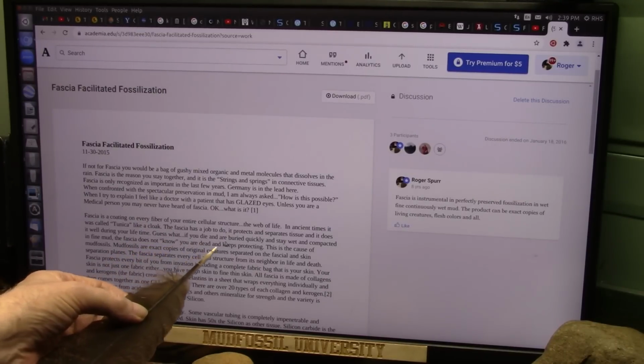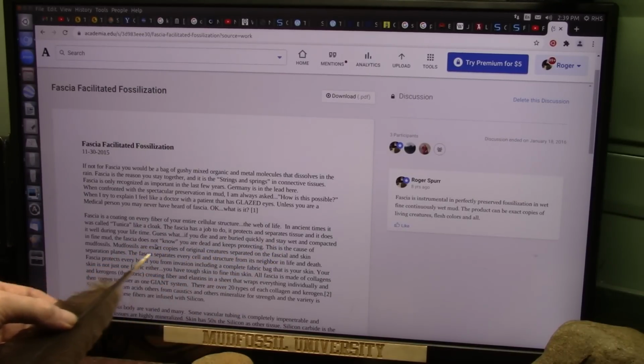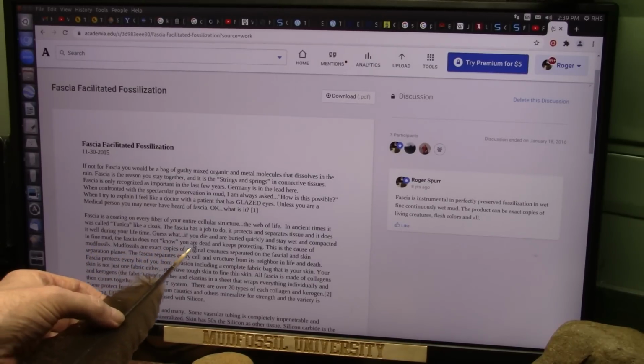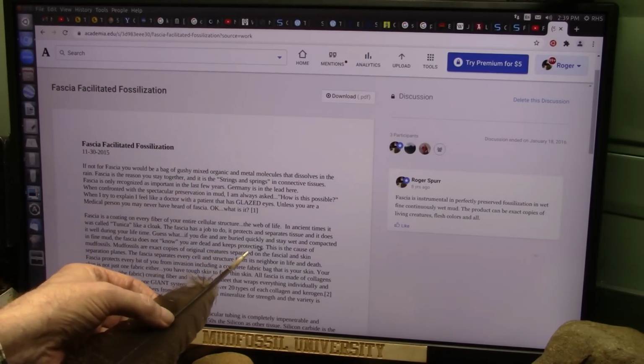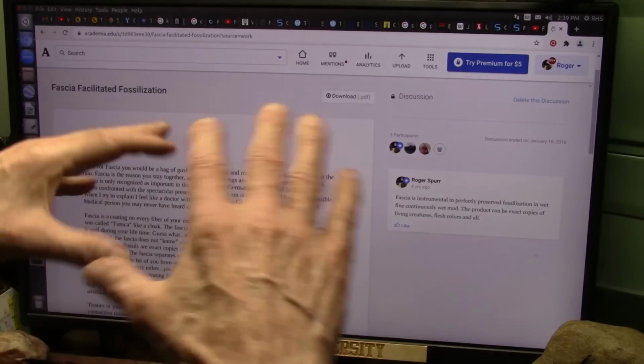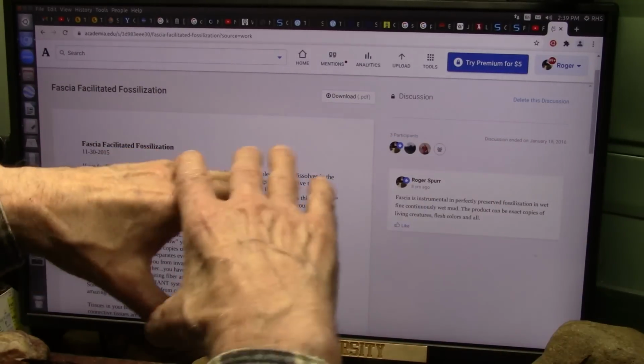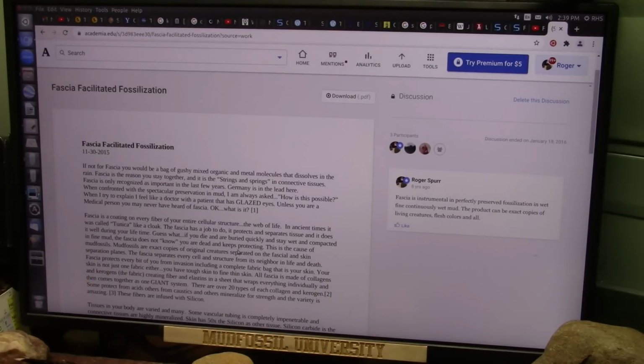Well, guess what? If you die and are buried quickly and stay wet and compacted in fine mud, that's the key. The fascia does not even know you're dead. It keeps protecting you. The fascia is just there to protect you. That's why it lasts forever. It doesn't even know you're dead. It's just a rubber bag. It's like one of those things that just never goes bad.